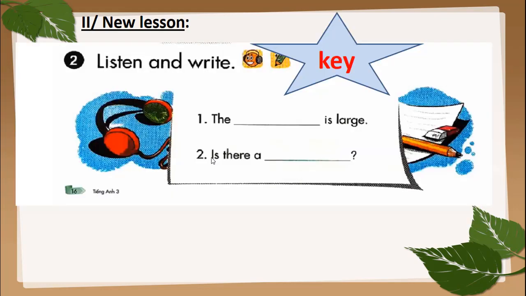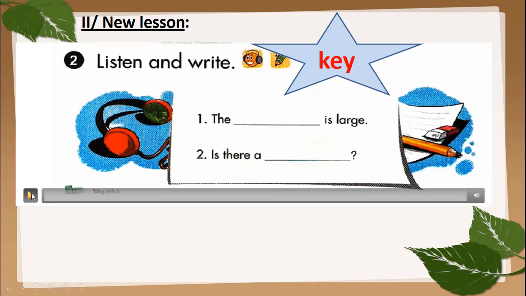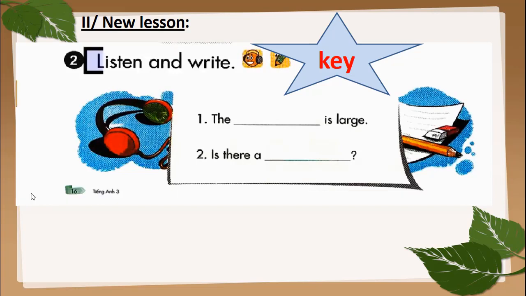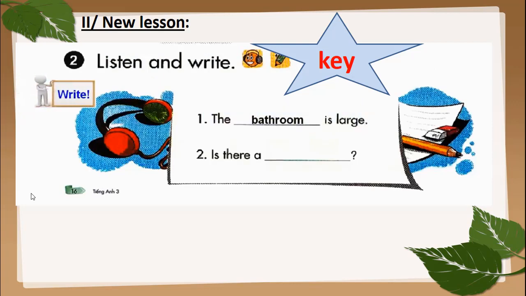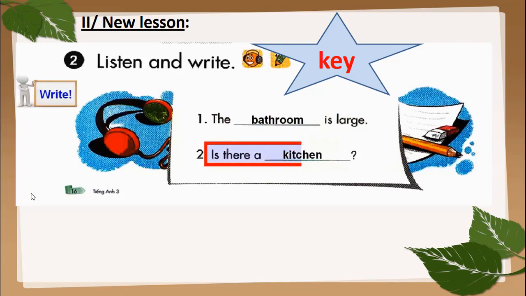Now listen again and check your answer. Lesson 3. Activity 2. Listen and write. 1. The bathroom is large. 2. Is there a kitchen? Page 16.